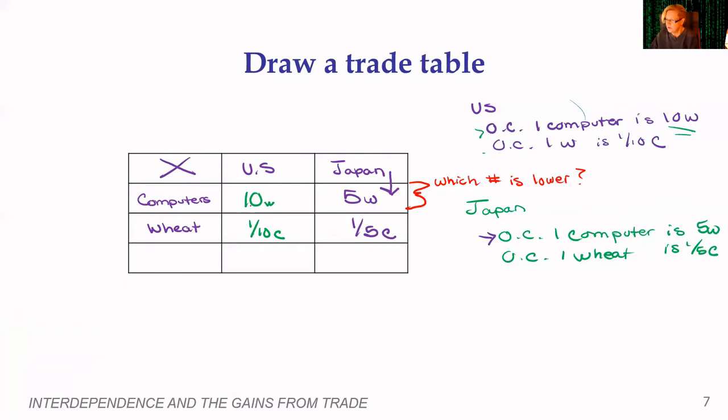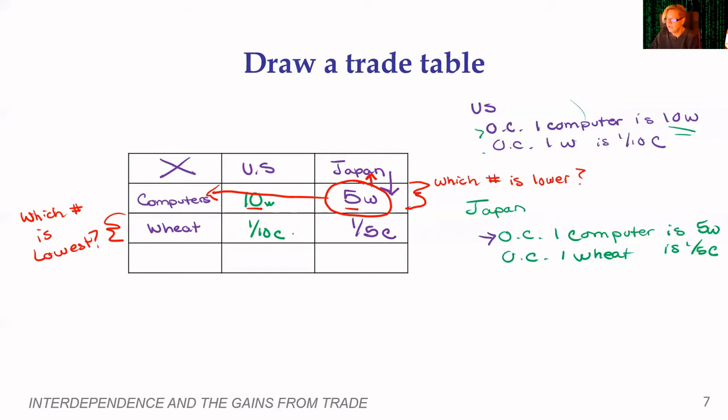Okay, well, we have a 10 and we have a 5. Because 5 is lower than 10, I'm going to go ahead and circle the 5, and I'm going to draw an arrow up to Japan and over to computers. Now I'm going to do the same thing with the next row, and I'm going to ask which number is lowest.